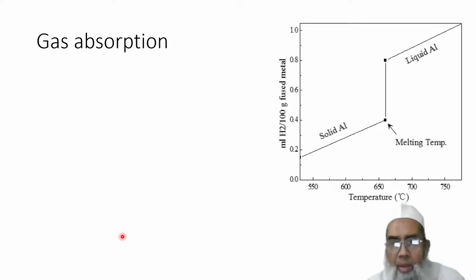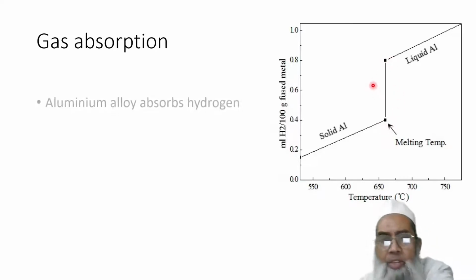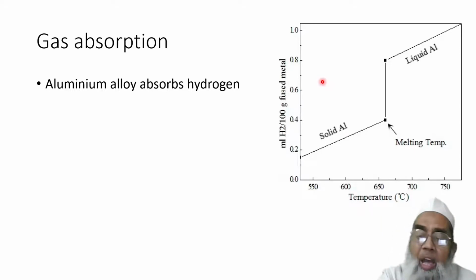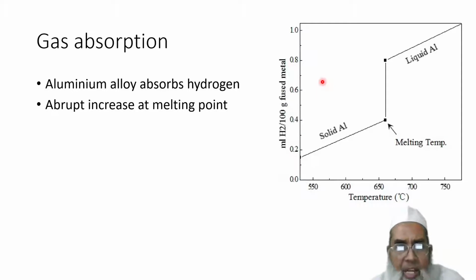Now, you can see how the temperature affects gas absorption. At the melting point, you can see the aluminium absorption is very high. It shoots up to 0.8% per 100 grams of fused metal, and therefore we have to take care while aluminium is melting so that it may not absorb hydrogen gas, because there is an abrupt increase in absorption at the melting point.